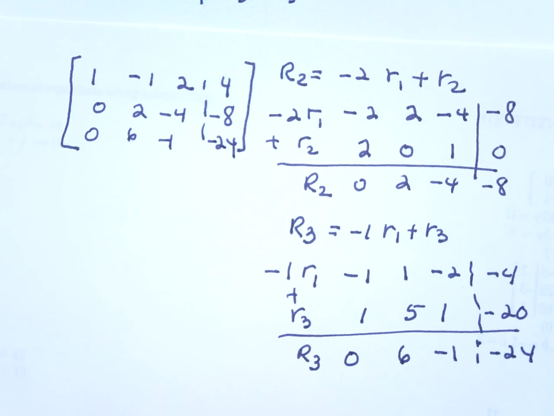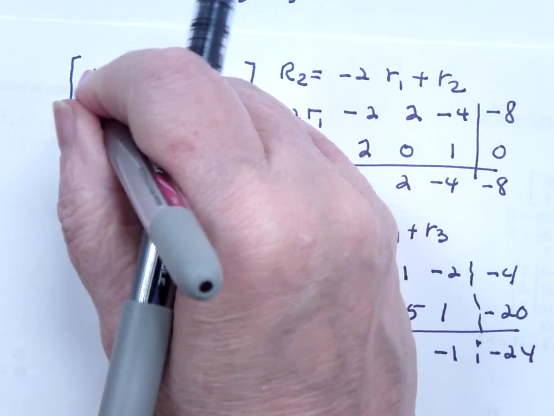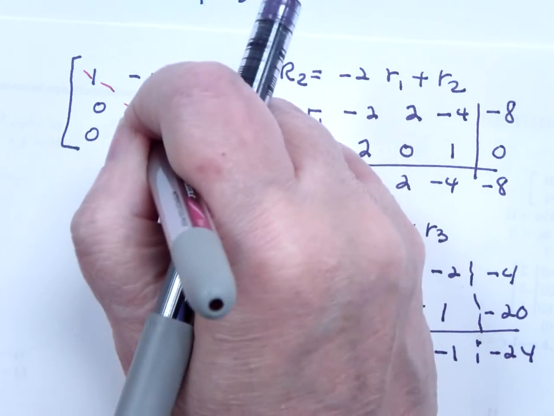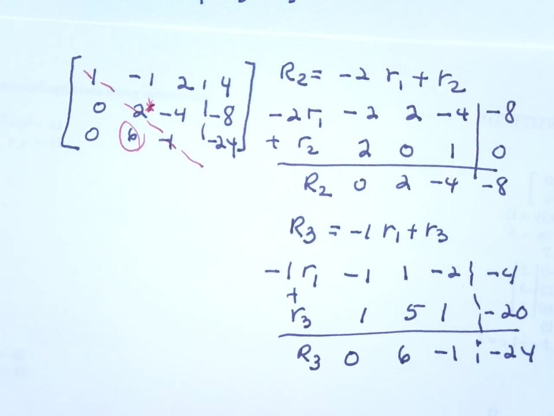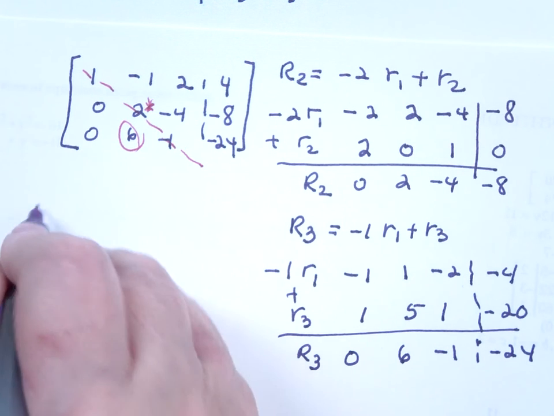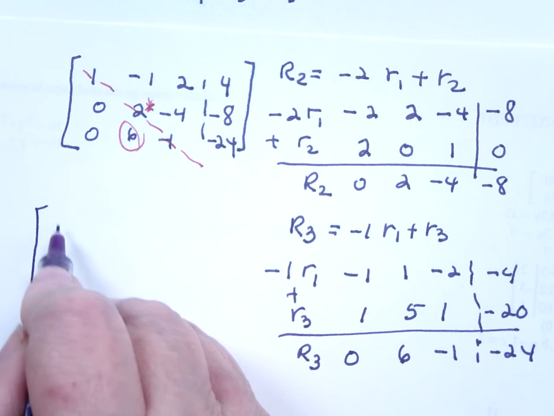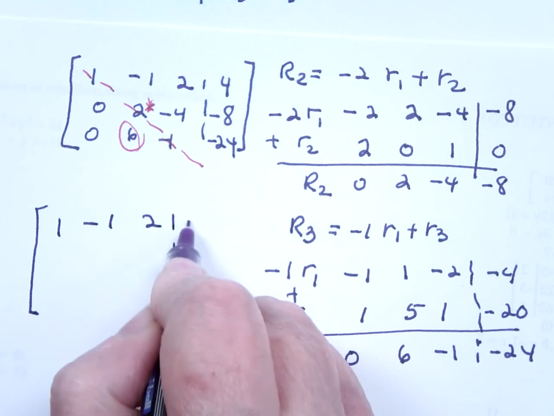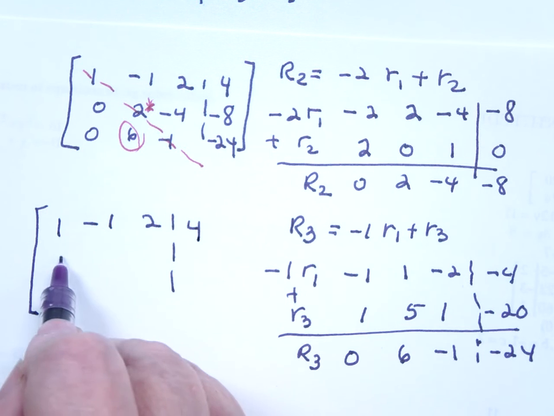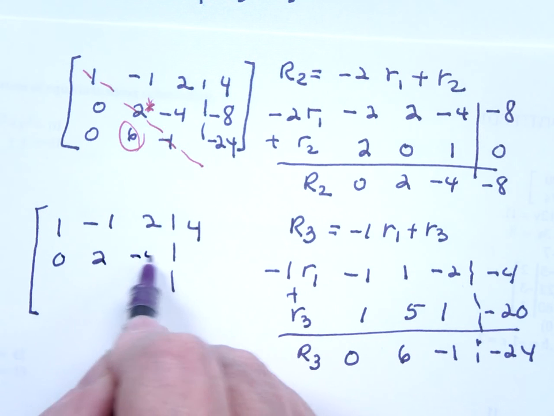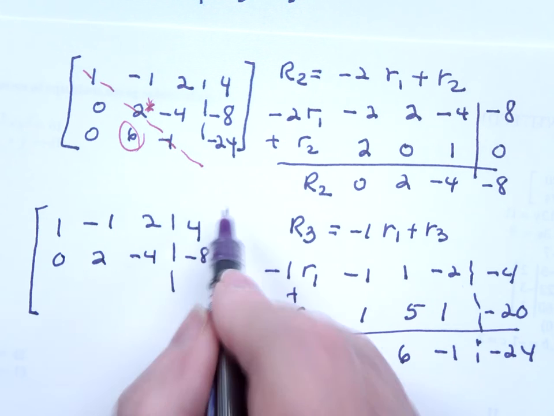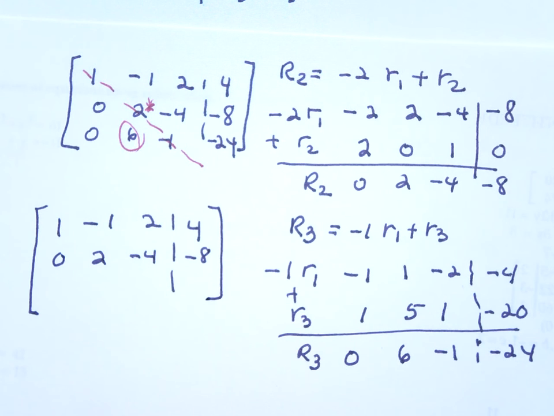And now I look again, and here's my main diagonal. I need a 0 in that position, and this is the guy that's going to give it to me. So that means I need another new matrix where the first row stays the same. The second row stays the same. And the third row is the one that's going to change.